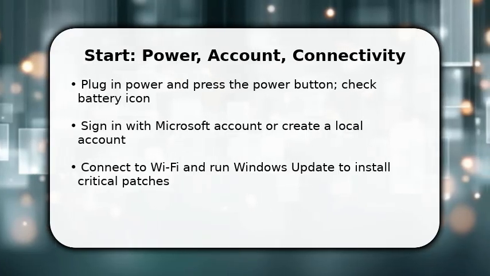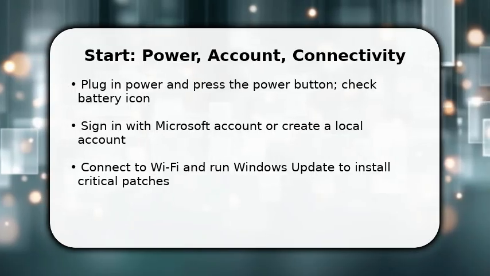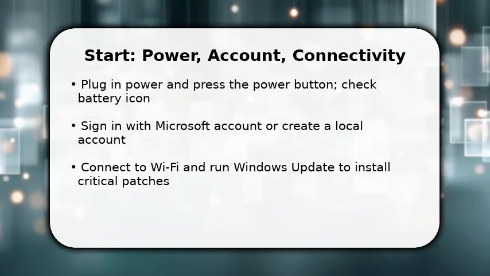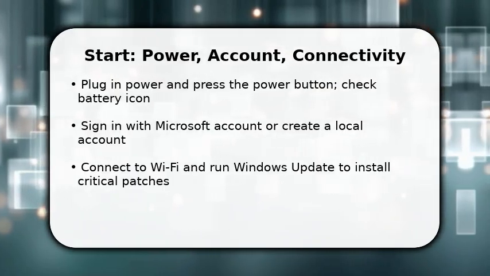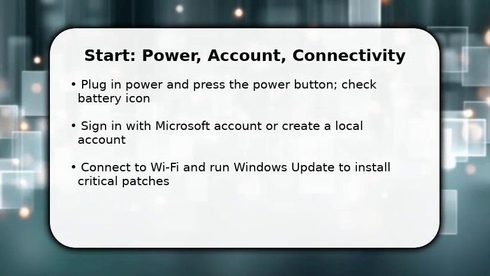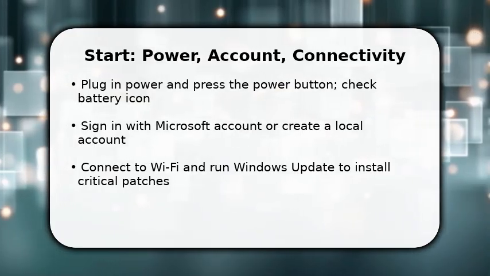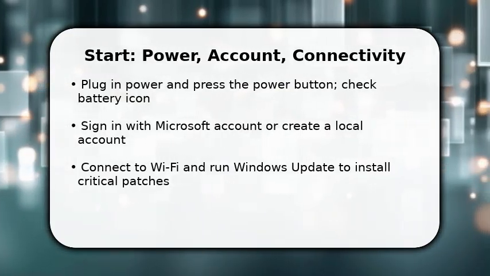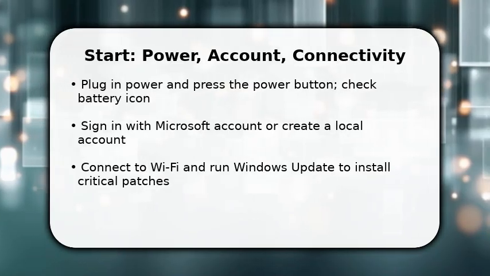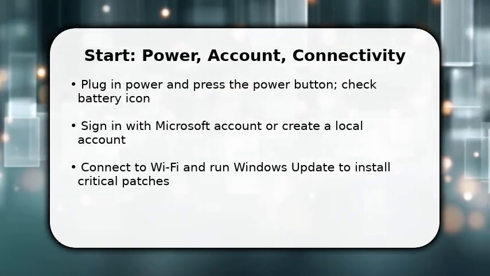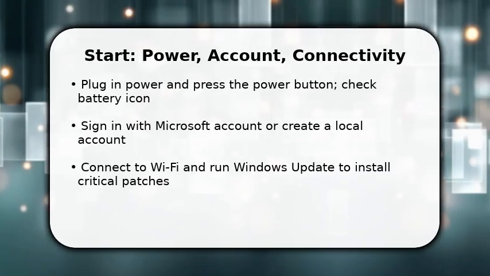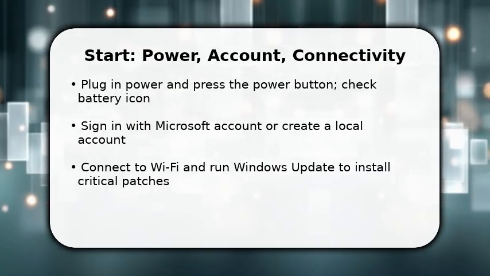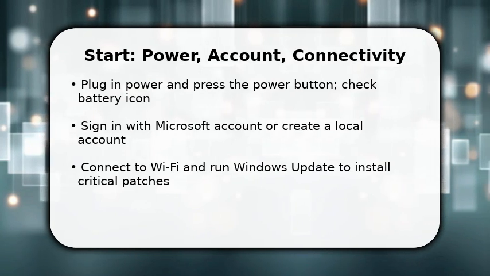If you're starting right now, plug in the charger, press the power button, and follow the on-screen prompts to sign in. Use a Microsoft account for easy file and settings sync. If you prefer privacy, choose a local account. Once signed in, connect to Wi-Fi so Windows can download updates and drivers automatically. Make sure to run Windows Update before installing apps so the system is stable. These first steps set a secure, updated foundation for everything that follows.